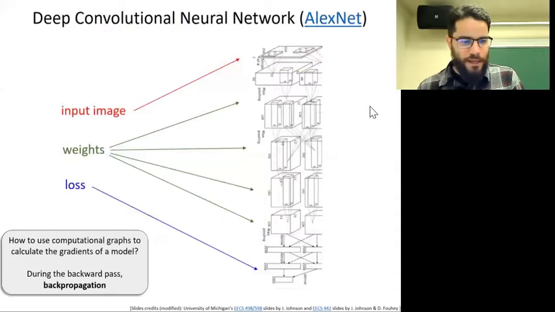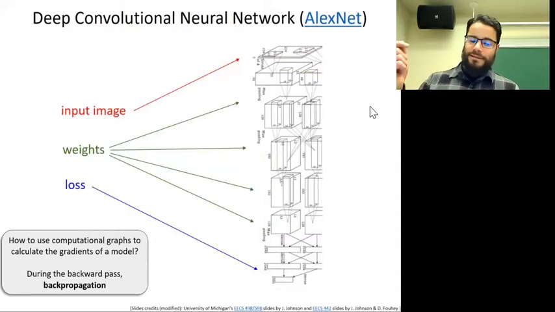Anyways. How to use the computational graphs to calculate the gradients of the model.